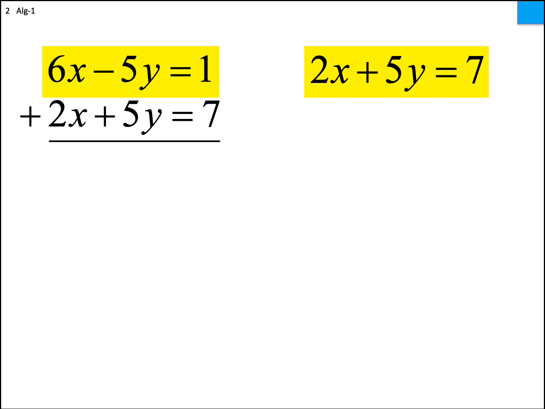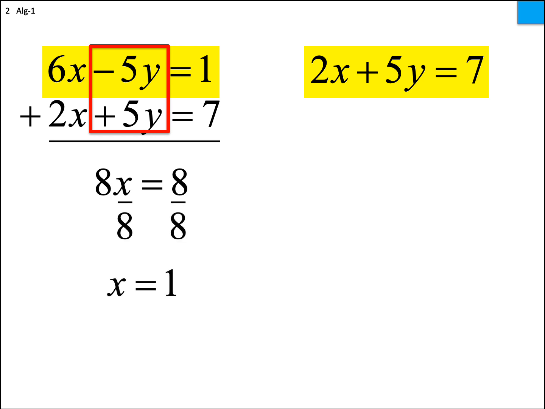Notice this is going to give me 8x, and 5y minus 5y would give me 0y. In other words, I would eliminate the y's when I added these two. Therefore, x is equal to 1. I take this value, x equals 1. I substitute it into either equation, whichever one. Let's see, this one's all positives, so I'll choose this one. Remember, I'm not claiming you have to. We could easily substitute it into this one. We'll get the same answer. I chose this one because there's no negatives involved.